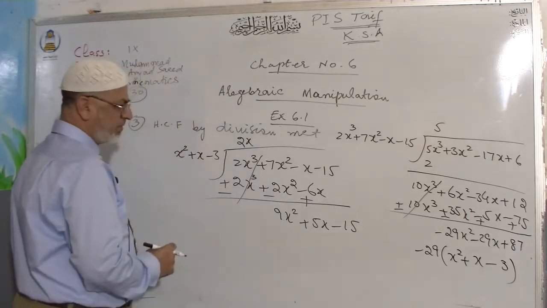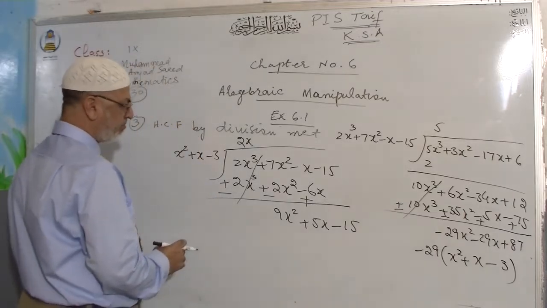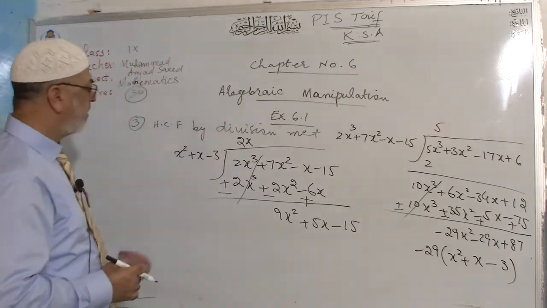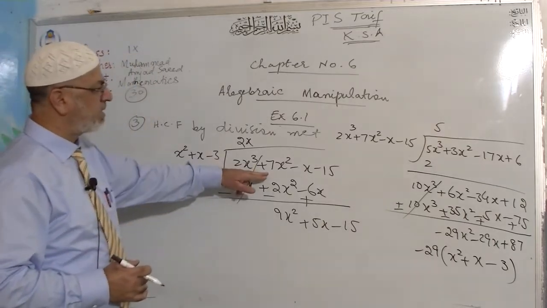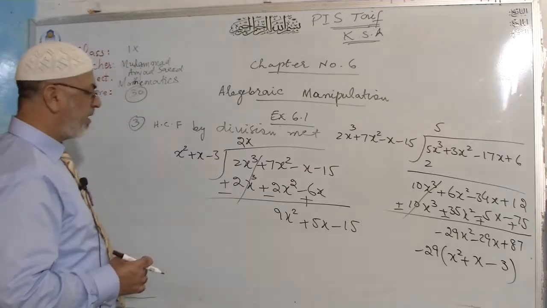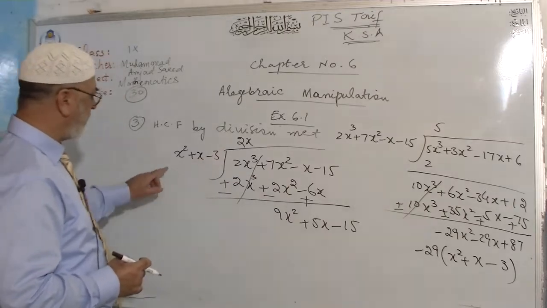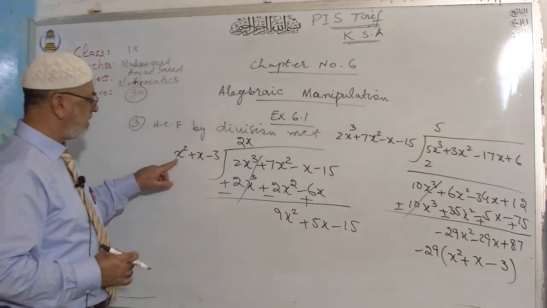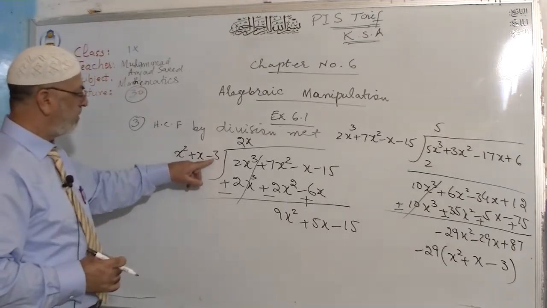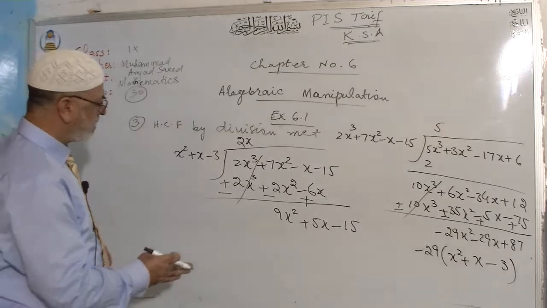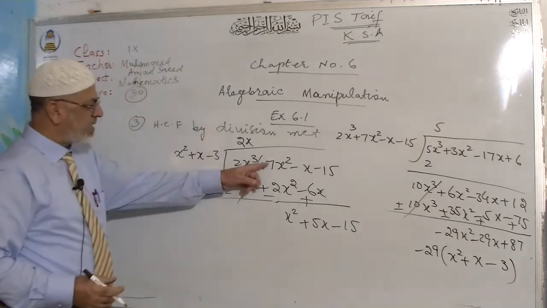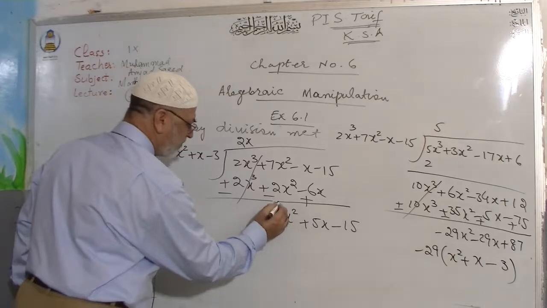Here you can have, what is this? 2x cube plus 7x minus x minus 15 and x square plus x minus 3. This is, here is no, this is not, sorry. This is plus 7 and minus 2 is 5.